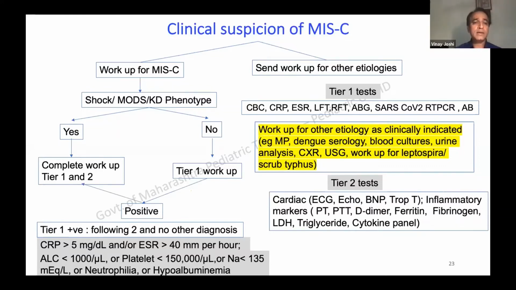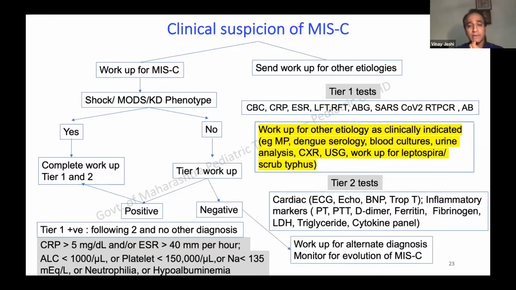So you need to do the tier 2 workup if your tier 1 workup is positive, or if the child has severe MISC in the form of shock with multi-organ dysfunction syndrome, or if the child presents with the KD phenotype or Kawasaki disease like picture. If the tier 1 workup is negative, you need to keep in mind alternative diagnoses and continue to follow the child in the hospital preferably, and at the same time monitor for evolution of MISC.